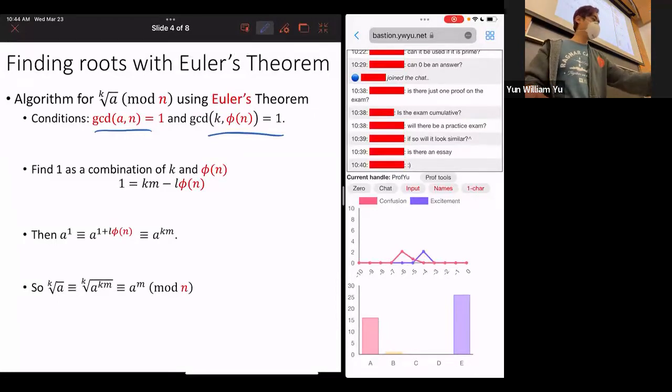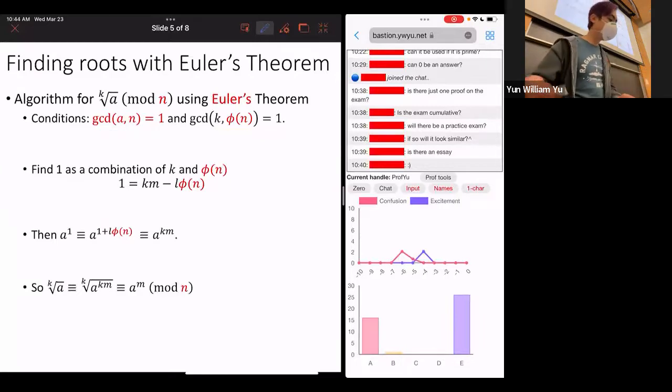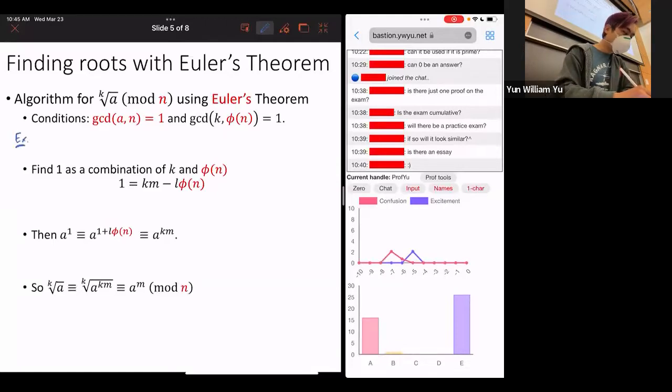Okay, so let's try it out. I'm going to try out a relatively easy number first, and then we're going to do a couple of these, and then I'm going to have you do it because problems like this will appear on your final quiz and on your final. So let's take an example. Let's say we have the cube root of 7 mod 10.